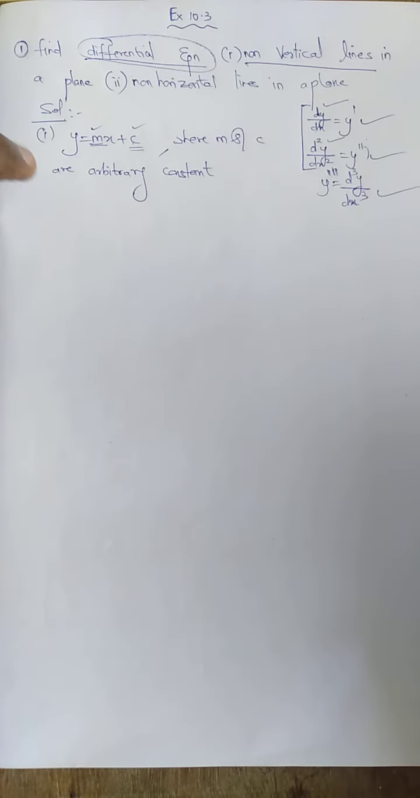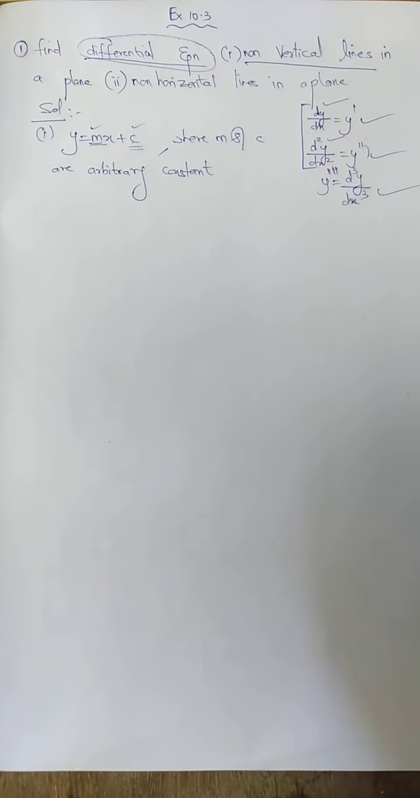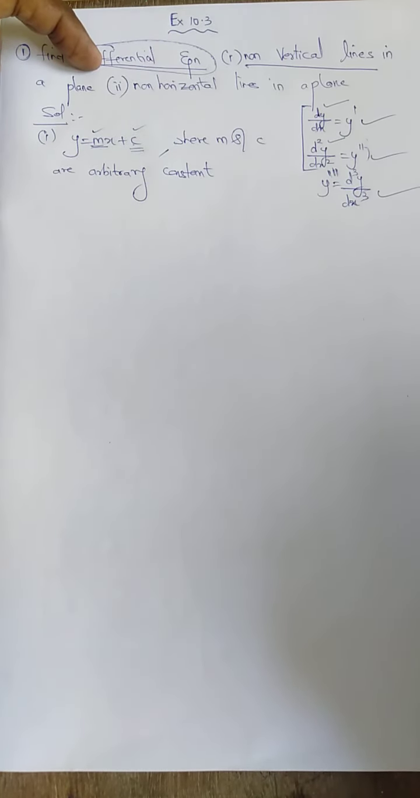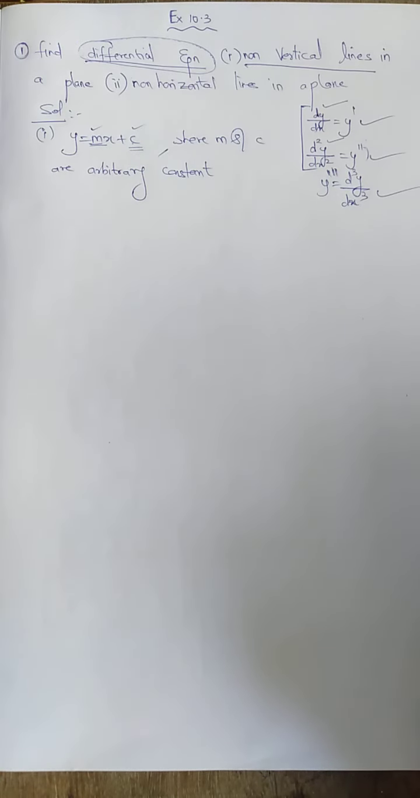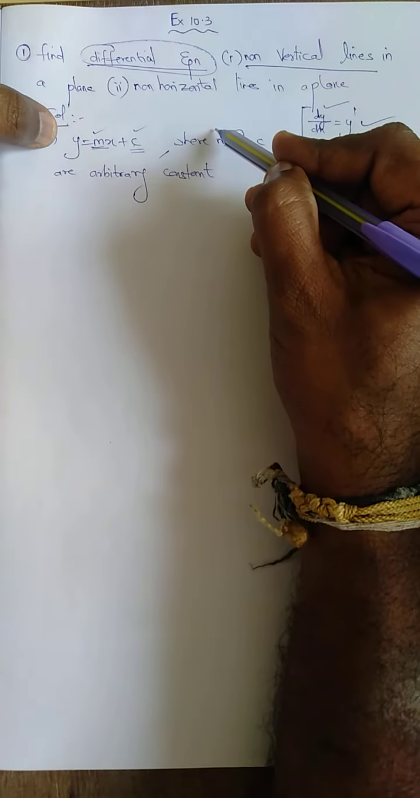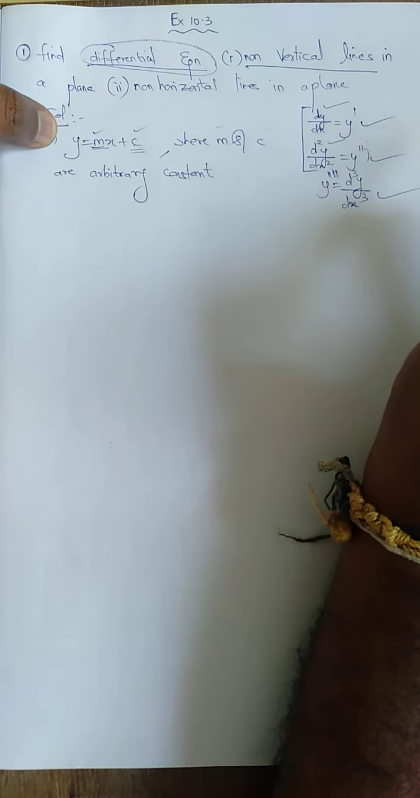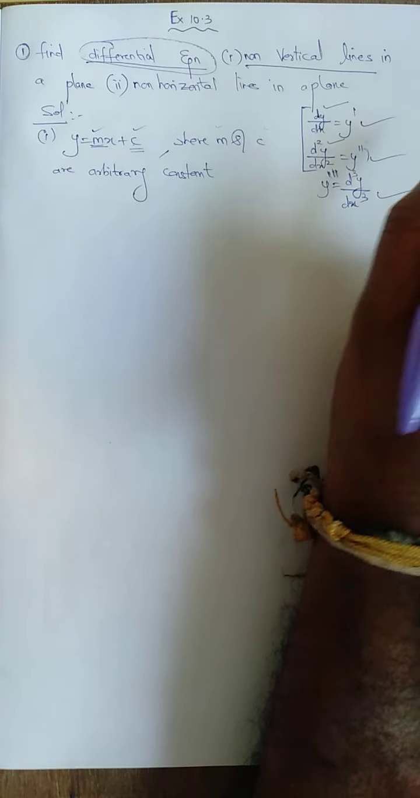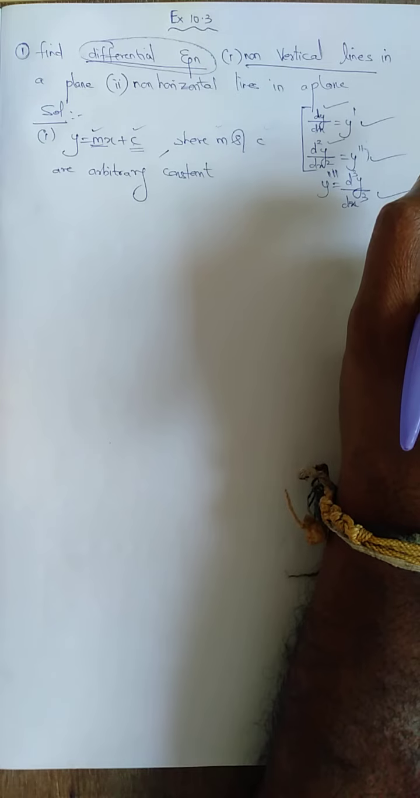In this sum, m and c are arbitrary constants, and they should not be present in the last equation. This is the first condition. The second: however many arbitrary constants are present, that many times you need to differentiate. Here two arbitrary constants are present, so we differentiate two times. If only one were present, we would differentiate only once.